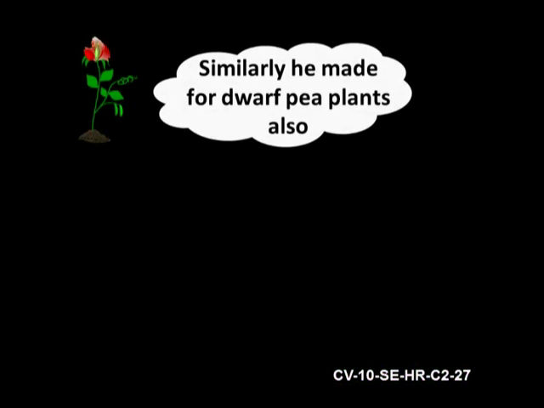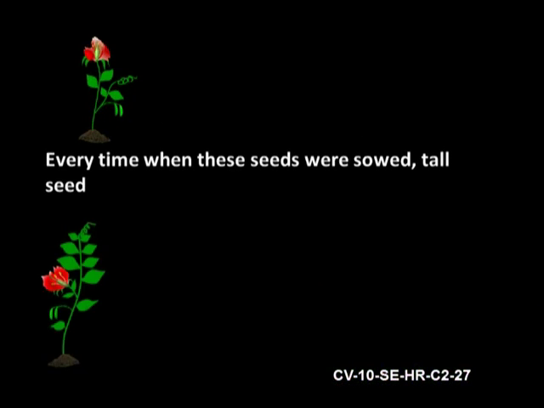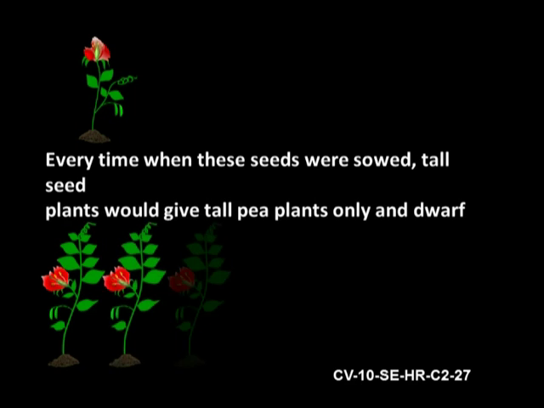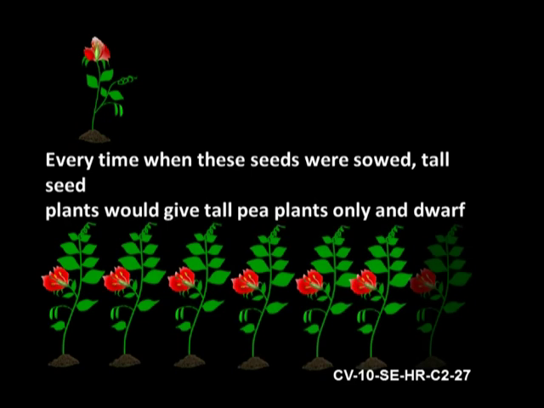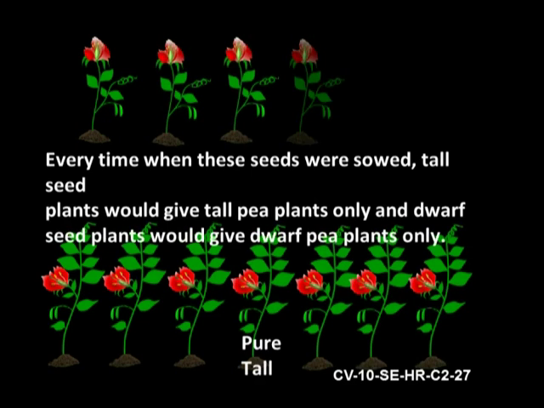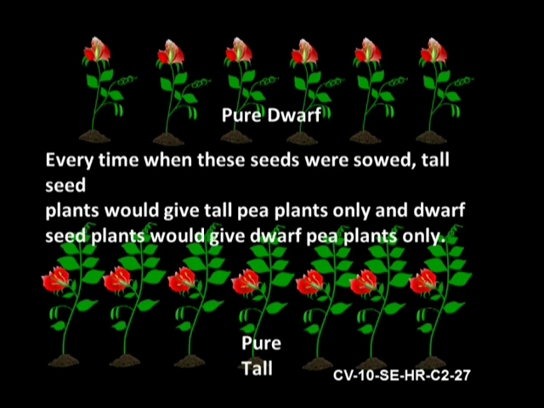The similar procedure is what he tried for the pure dwarf plants also. Every time when these seeds were sowed, tall seed plants would give tall pea plants only, and dwarf seed plants would give dwarf pea plants only.